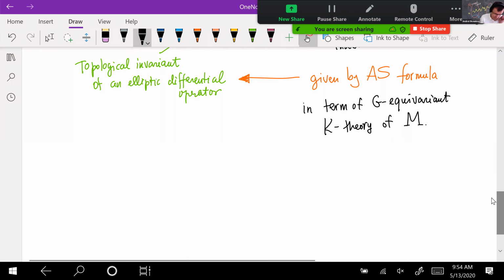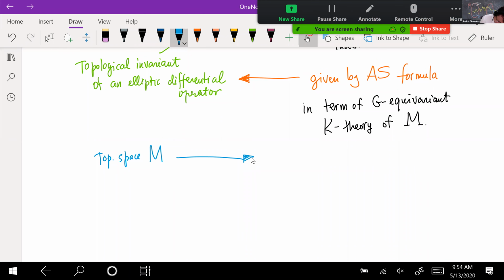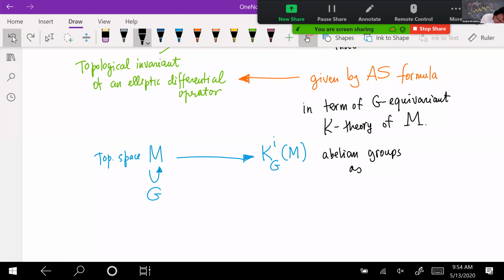If I have a more general topological space M, there is a functor that associates K groups, maybe with an action of G. These are abelian groups, and in fact rings, so abelian groups also with a product.